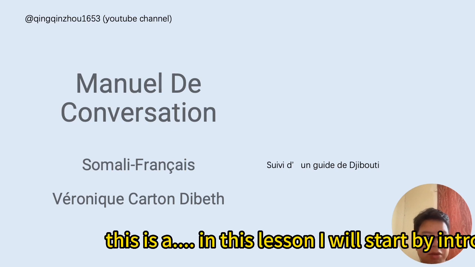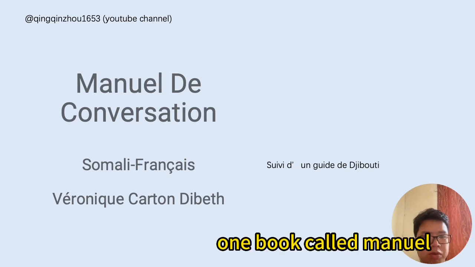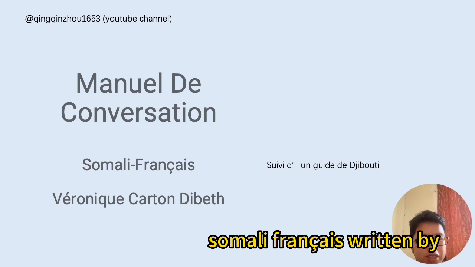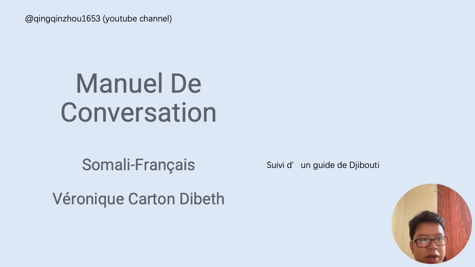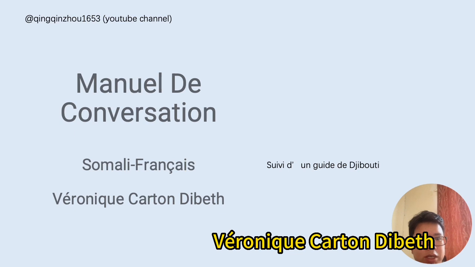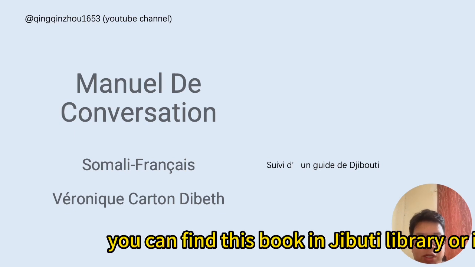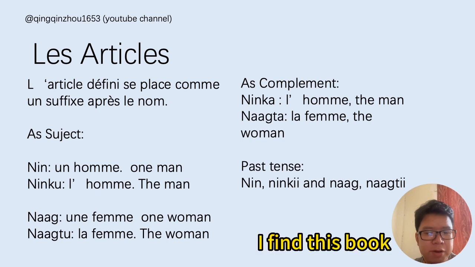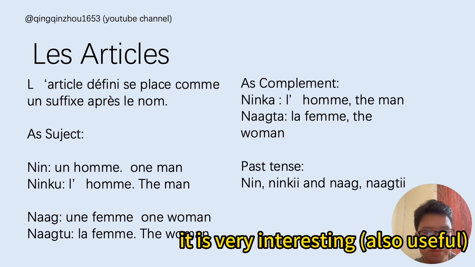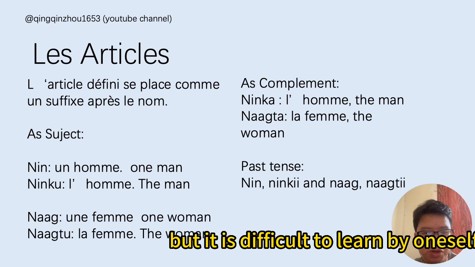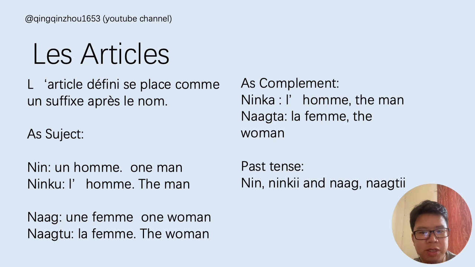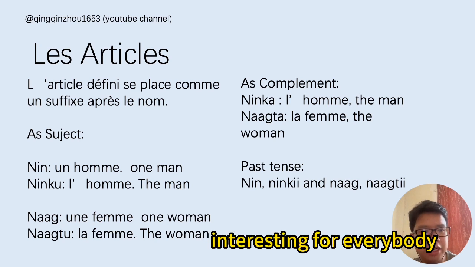In this lesson, I will start by introducing one book called Manual de Conversation, Somali Français, written by Véronique Carton-Debet. You can find this book in Djibouti library or in Djibouti bookstore. I find this book very interesting, but it is difficult to learn by oneself. The grammar book is not so interesting for anybody.